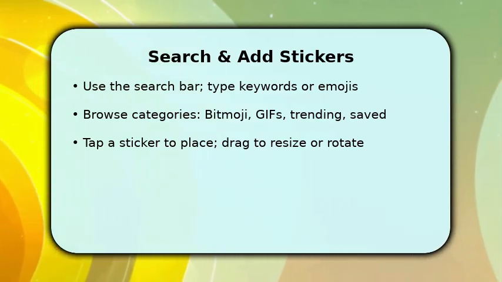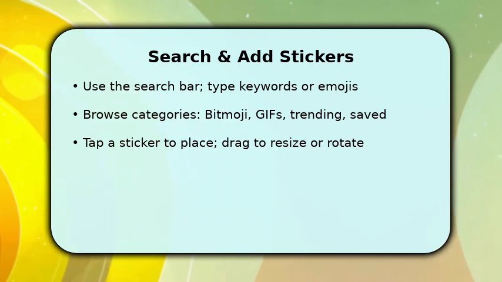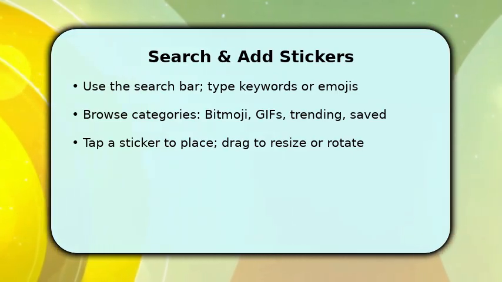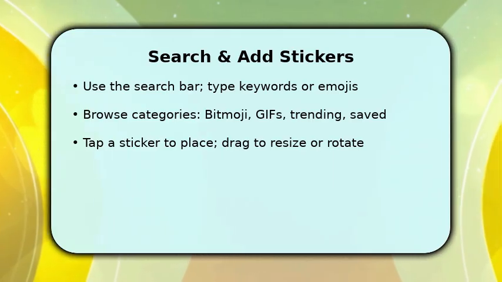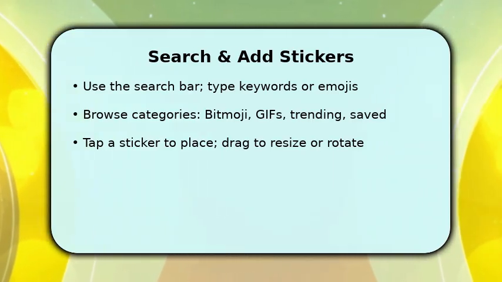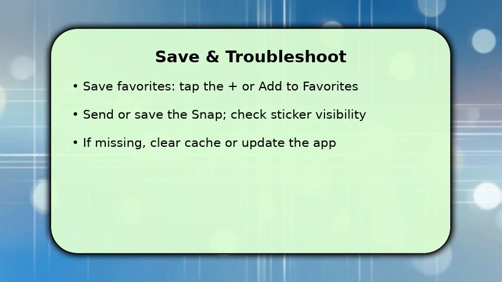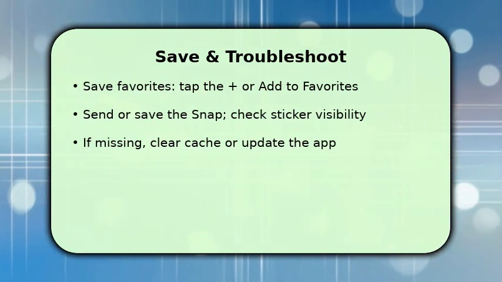Tap a sticker to add it to your snap, then drag to move, pinch to resize, or rotate with 2 fingers. This hands-on editing gives precise placement and style, so your sticker fits the photo or video context visually and communicatively. Finish by saving favorites and making sure the sticker stays where you want it.